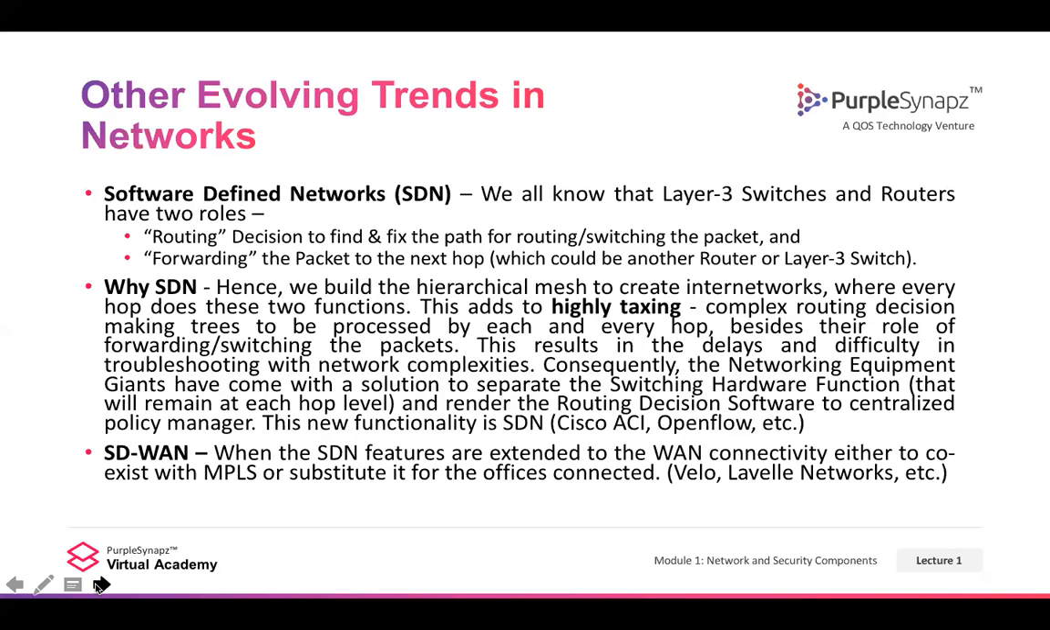So a software-defined network. Firstly, let's understand, we all have been so far talking about layer 3 switches and routers. Both these devices have two roles. Just now I have spoken. Routing, that is a decision to find and fix the path for routing/switching the packet. And the second role they do is forwarding, which is actually moving the packet to the absolute next hop or the end device, if it's a leaf object.